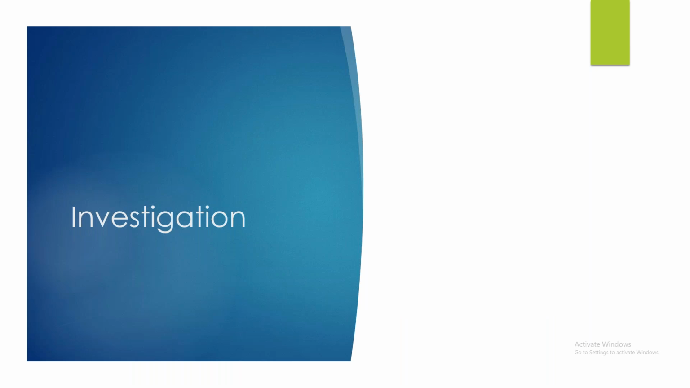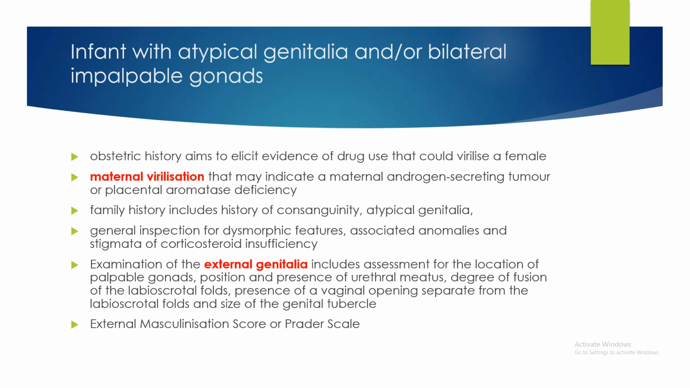So whenever such a patient presents to you, how are you going to investigate? When the patient presents in infancy with atypical genitalia or bilateral impalpable gonads, first you have to take a full obstetric history to see for any drug which has caused virilization. History of maternal virilization, to look for any androgen secreting tumor or placental aromatase deficiency. Family history for consanguinity, atypical genitalia or any other karyotype or chromosomal problems. General inspection of the whole body to rule out any dysmorphic features or anomalies.